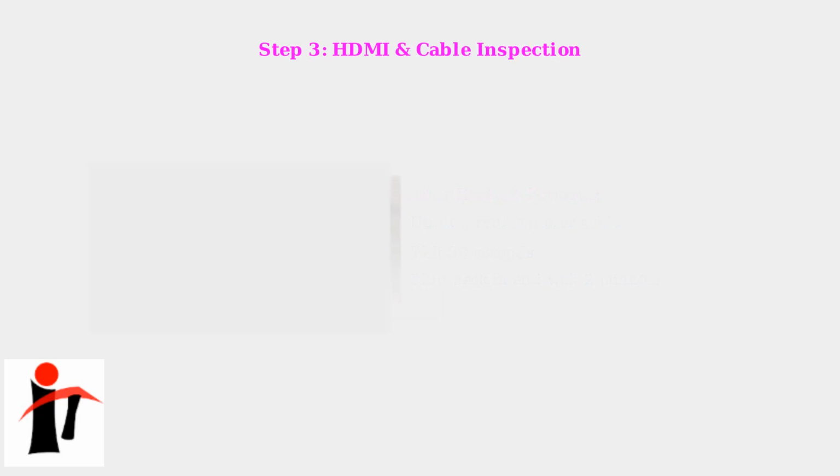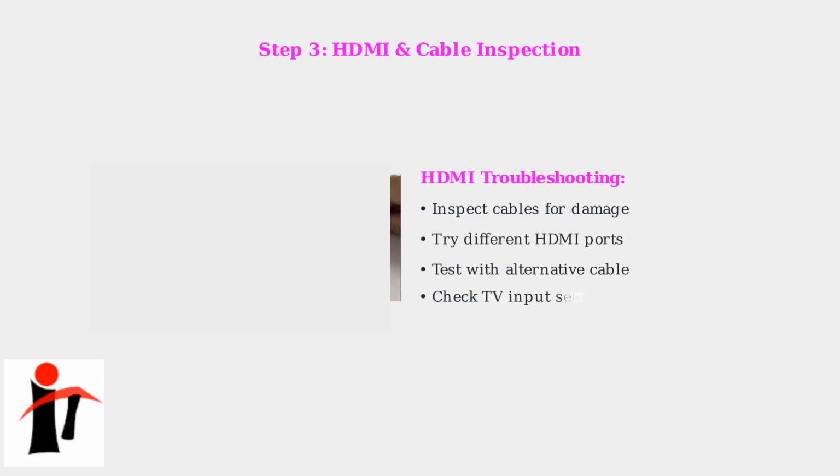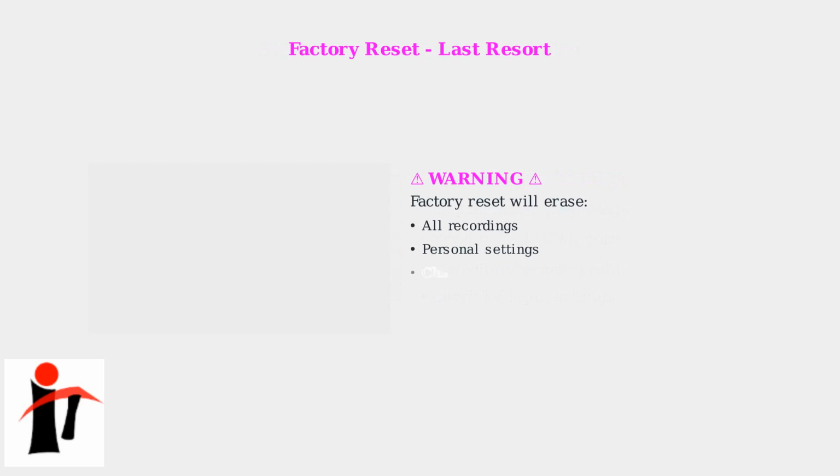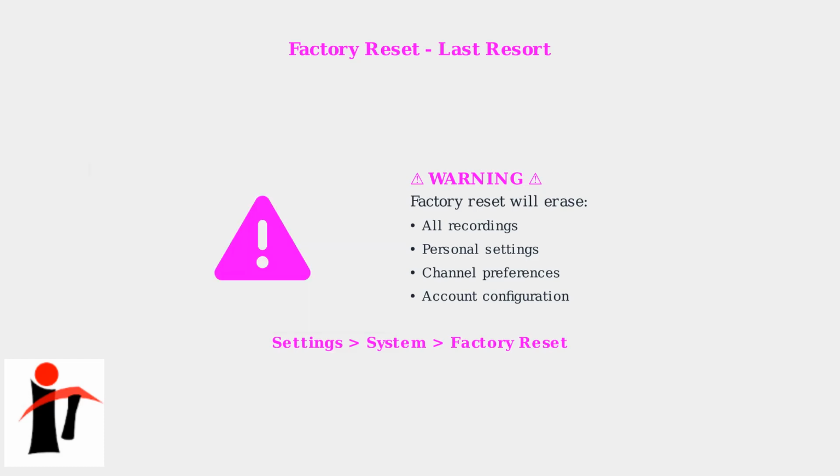Video and audio problems often stem from HDMI connection issues. Inspect your HDMI cable for physical damage, try different ports on your TV, and verify your TV is set to the correct input source. If basic troubleshooting fails, a factory reset may be necessary. However, this will erase all your recordings, settings, and preferences. Only use this as a last resort when other methods have failed.